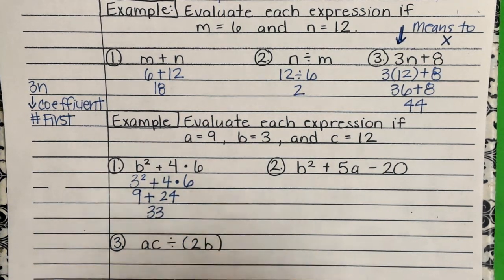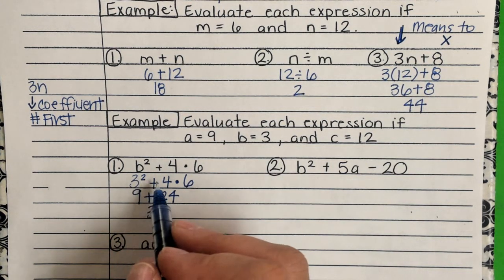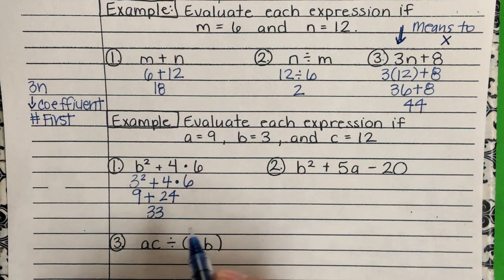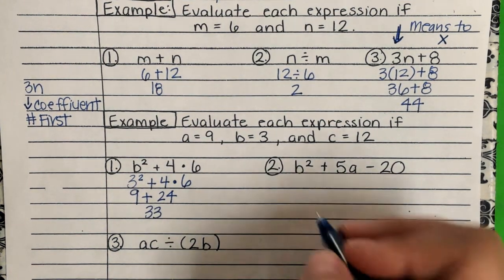Yes. Why didn't you do 3 times 2? Because remember, this is an exponent. So it doesn't mean 3 times 2. It means 3 times 3. This is the number of times I'm multiplying that number by itself. Okay? Alright, let's try this one.